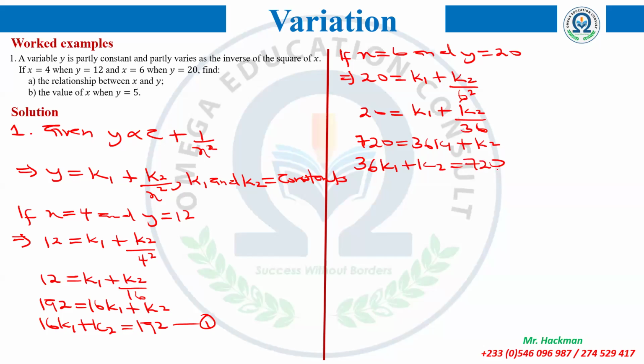So now we are going to solve these two equations simultaneously. Then we'll know the relationship between X and Y. Whenever you are solving, listen, the equations will tell you the appropriate method to use. If I want to use elimination, the coefficients of K1 are not the same, so I have to multiply before I can eliminate. K2, they are the same, so I can easily eliminate K sub 2. Is that clear?